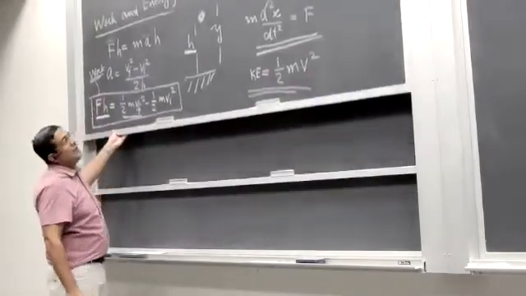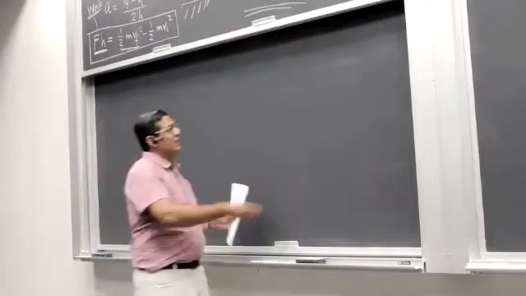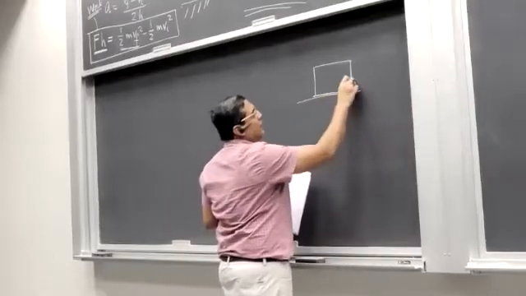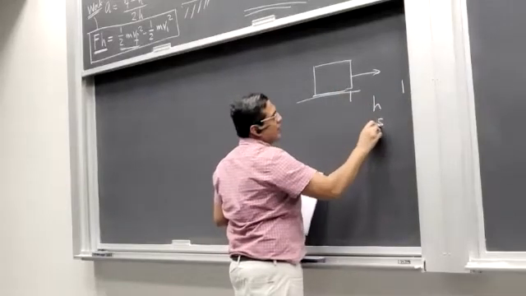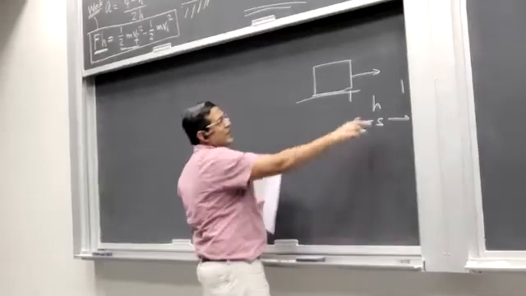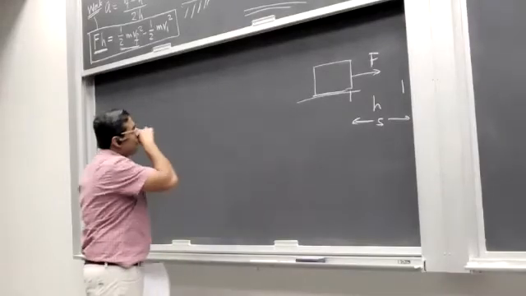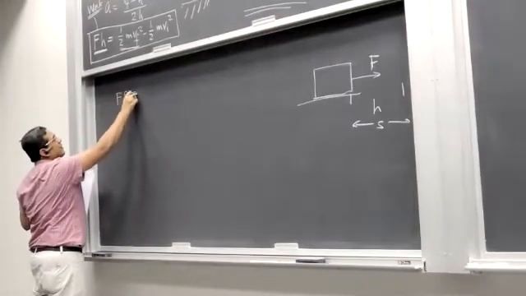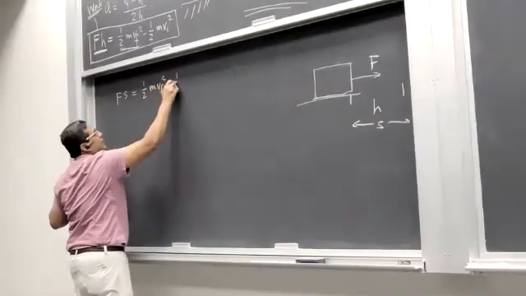For example, in the case that we considered, you have a block and you're pulling on it in this direction, and the block moves a distance h, or s if you like. You're exerting a constant force in this direction. So the relationship between work and energy turns out to be simply Fs, like previously, equal to half m v_f squared minus half m v_i squared.